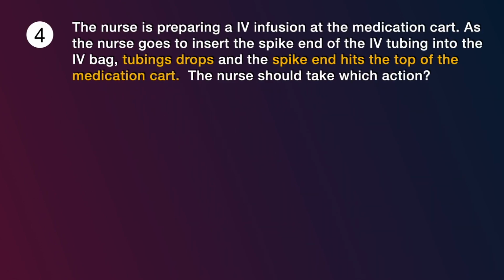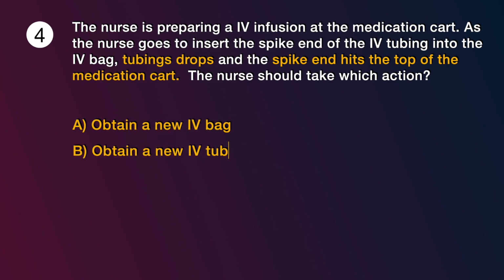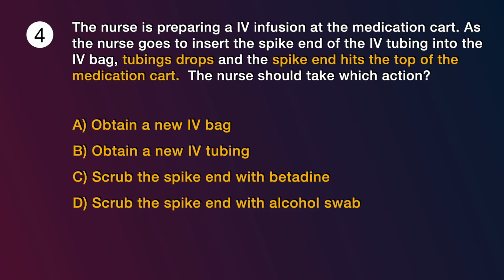Question number 4. The nurse is preparing an IV infusion at the medication cart. As the nurse goes to insert the spike end of the IV tubing into the IV bag, the tubing drops and the spike end hits the top of the medication cart. The nurse should take which action? Options are obtain a new IV bag, obtain new IV tubing, scrub the spike end with betadine, scrub the spike end with an alcohol swab. So the correct answer is B. Obtain new IV tubing.